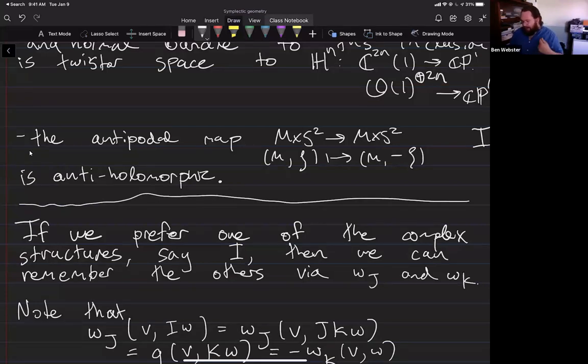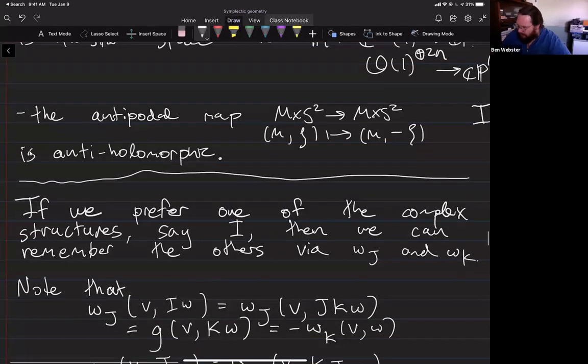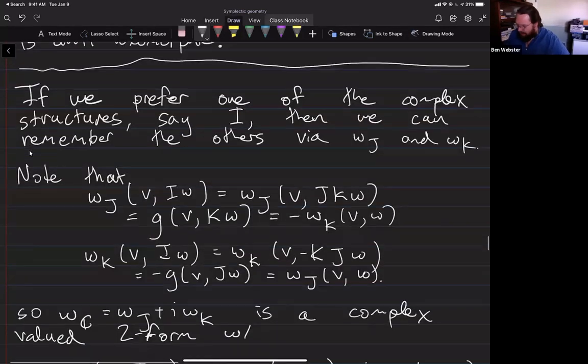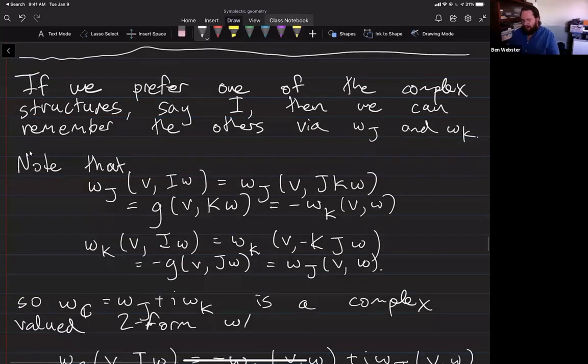Well, I want to forget about J and K, but I can still remember their corresponding symplectic forms. And I could get J and K back from those symplectic forms and the Kähler metric. And I can think about how these play with the complex structure I. So if I take omega J and apply it to V and I W, using the algebra of the quaternions, I can rewrite I as JK.